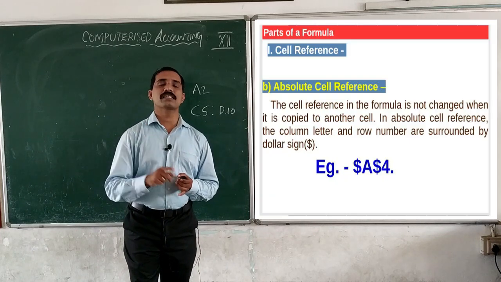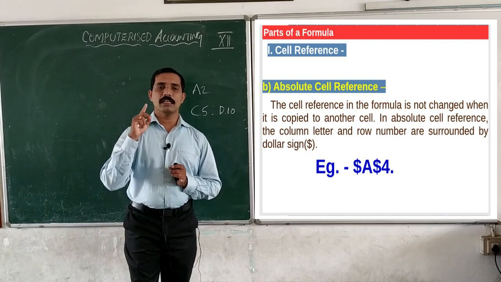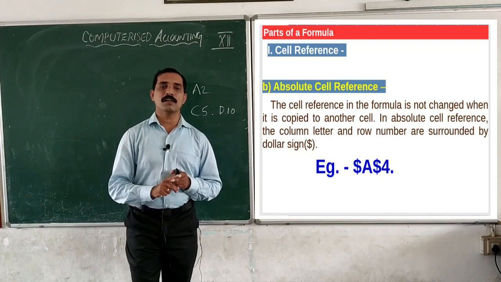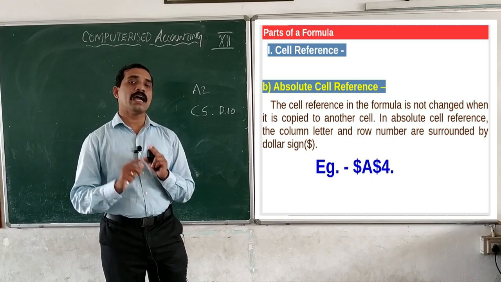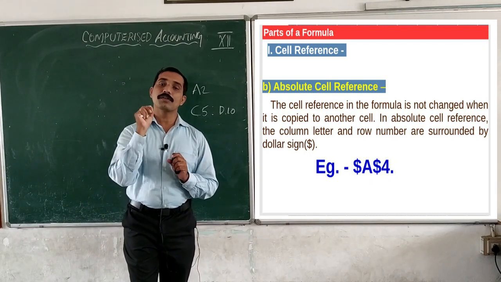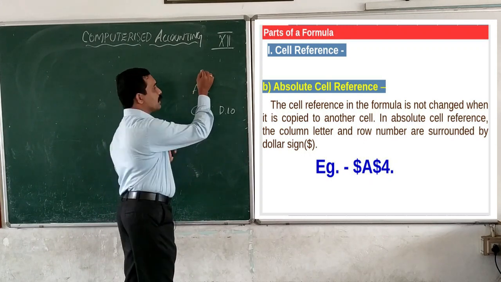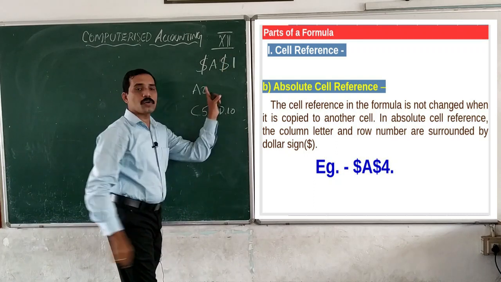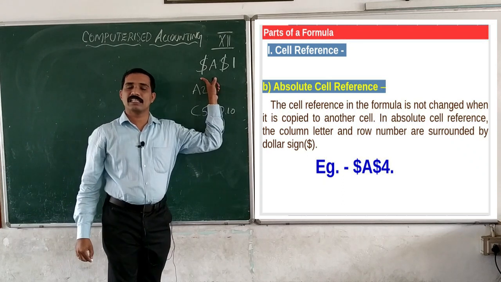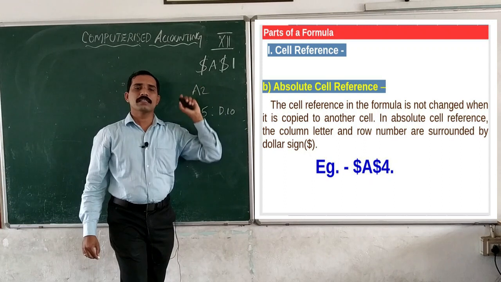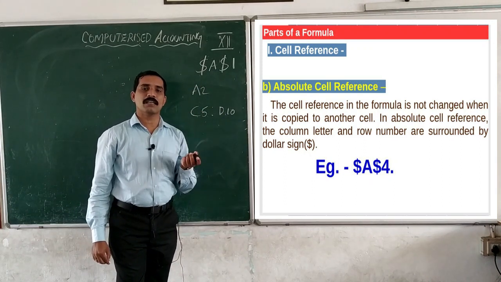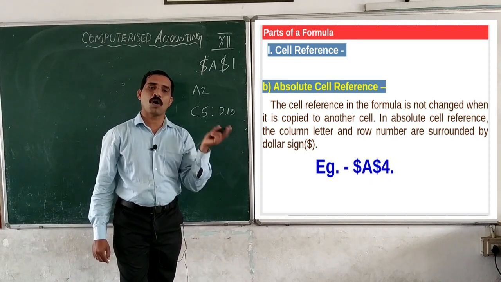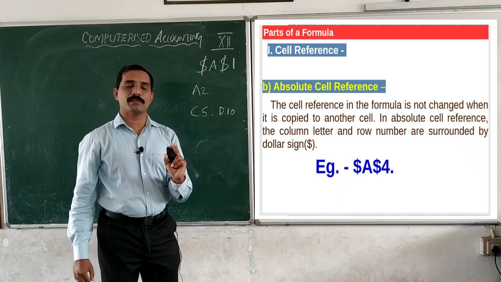And then second one, what is it? Absolute cell reference. In absolute cell reference, the formula is not changed when it is copied from one cell to another cell. In absolute cell reference, the column letter and row number are preceded by a dollar sign. So dollar sign A, then dollar sign 1. Actually, this is an example of absolute cell reference. What is the speciality of absolute cell reference? The formula is not changed when it is copied from one cell to another cell.